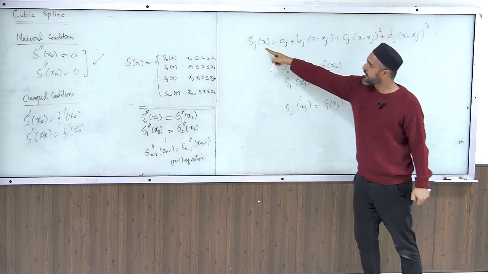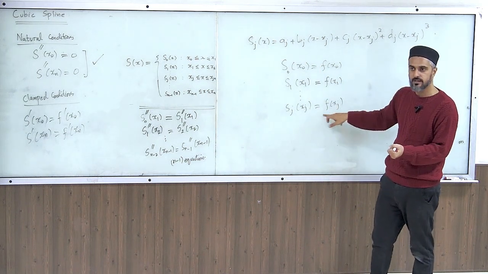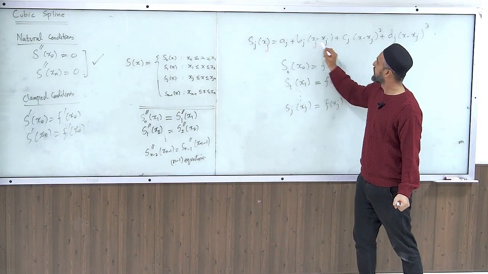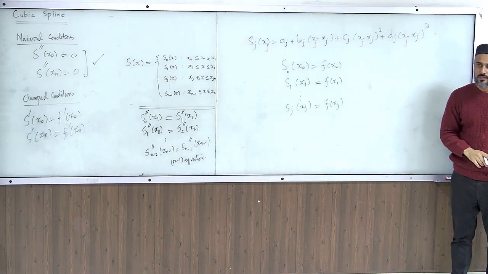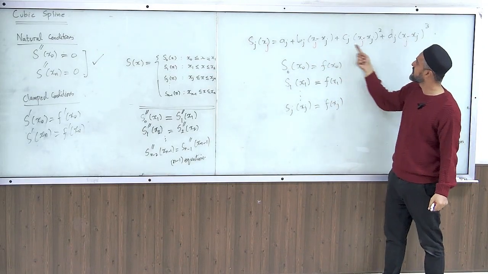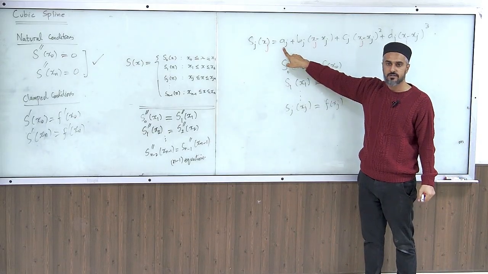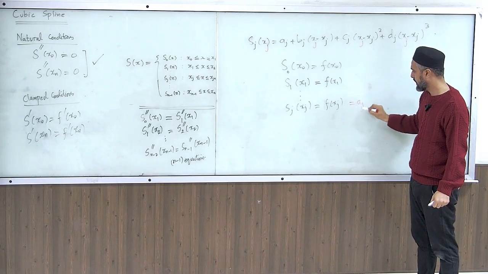Now, if you replace x equals xj in this equation and plug it in, all these three terms will go to 0. So the only thing that remains is Aj. So this is the same as Aj.